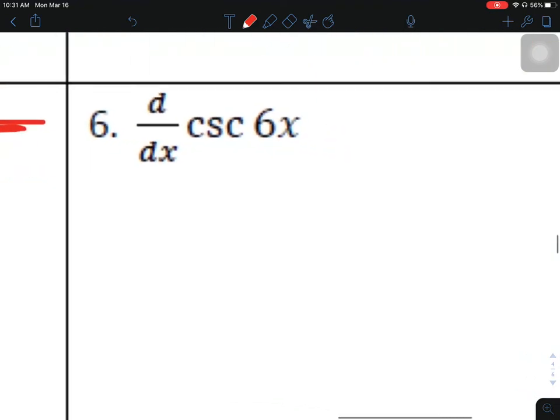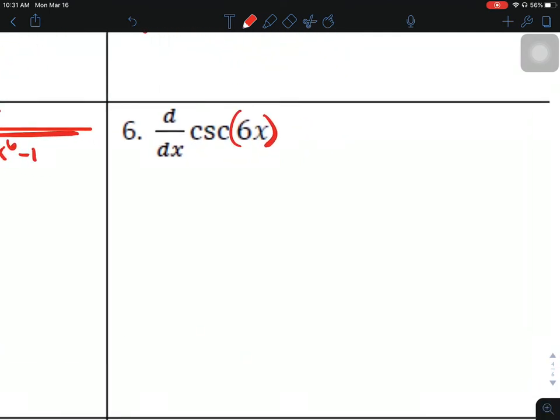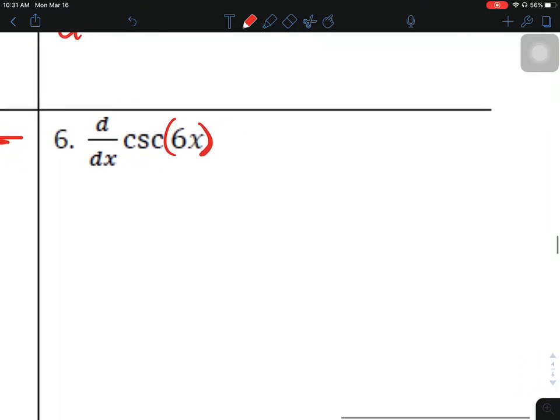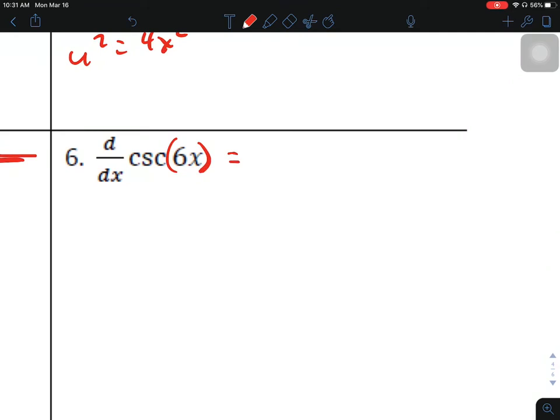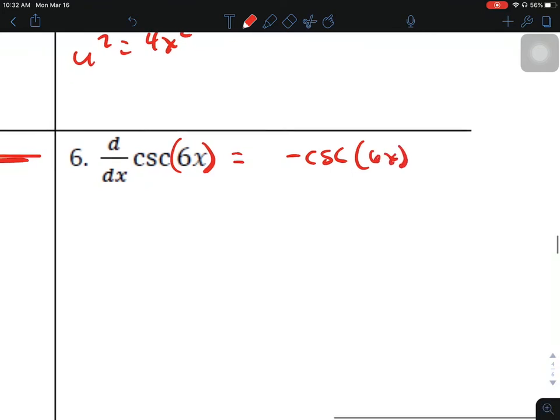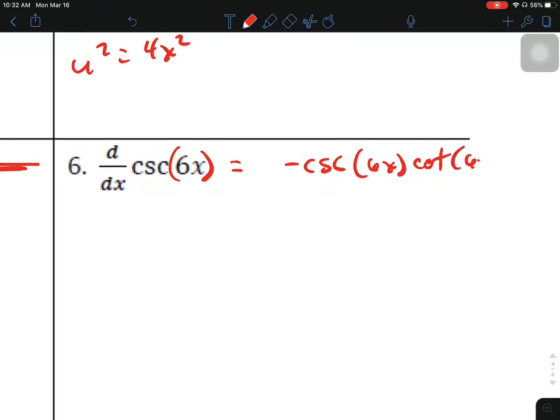Number 6, this angle is 6x, really should be in parentheses. The derivative of cosecant of 6x, well, the derivative of cosecant, which is the outside function, is negative cosecant of the angle times cotangent of the angle. So that would be negative cosecant of 6x times cotangent of 6x.